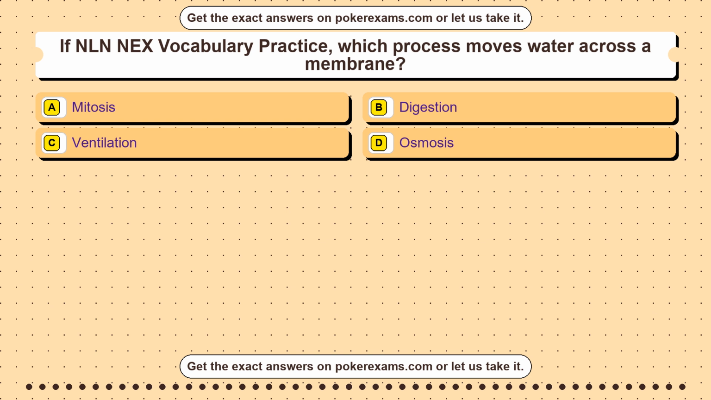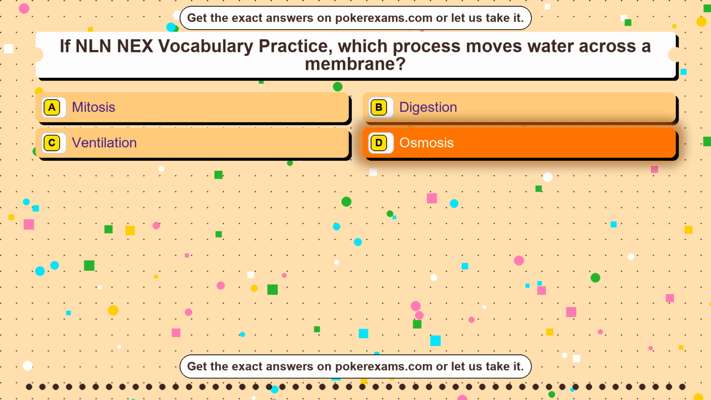Question 50. If get test prep, which number is 7 less than 20? Option A, 17. Option B, 27. Option C, 140. Option D, 13. The correct answer is option D.